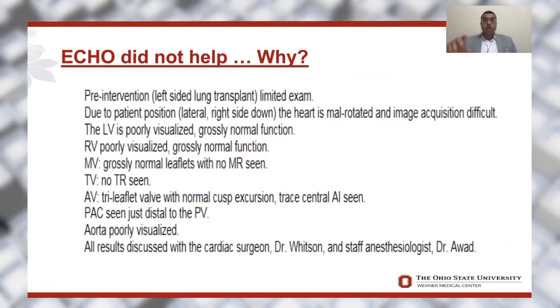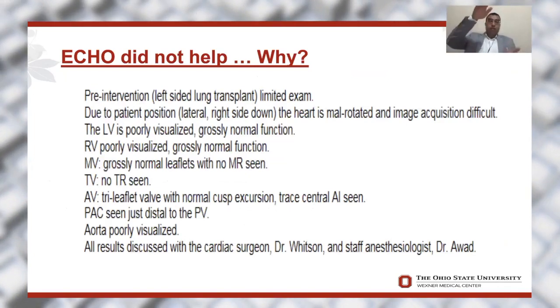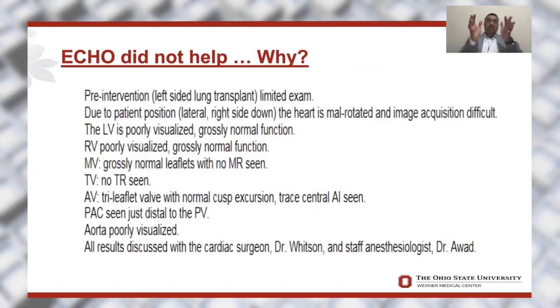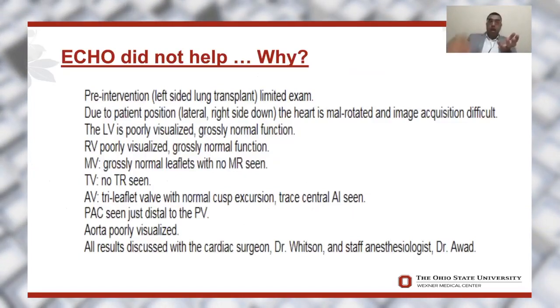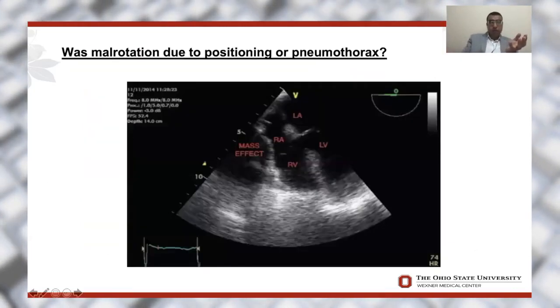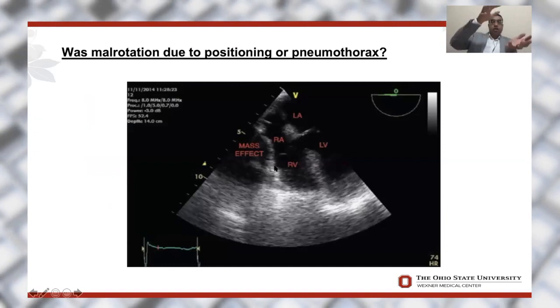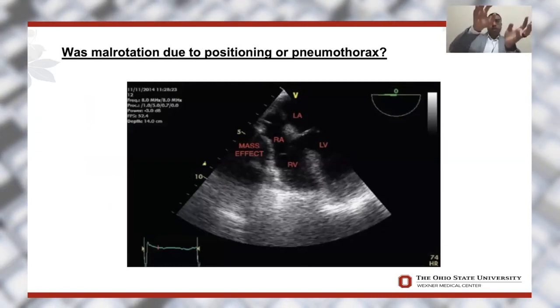Why? Because it's a left-sided lung transplant, so it's left side up, lateral position. So your heart is not that straight one; it's mal-rotated. Add the pneumothorax. This is a very nice photo. This is the mass effect of the pneumothorax. So you have a mal-rotated heart compressed with the pneumothorax.